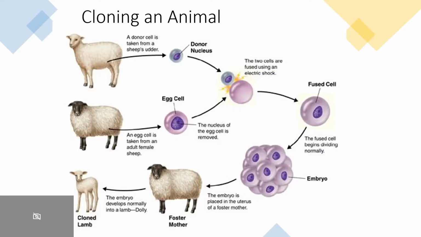So here's a diagram looking at cloning of an animal. So if we have a donor cell taken, remember, that's a somatic cell, and then we have an egg cell, and the two cells are fused so that this egg cell becomes fertilized, and then that fused cell will divide to form an embryo. The embryo is placed in the uterus of a foster or a surrogate mother, and then the embryo develops normally and is born and is an exact copy or clone of that donor animal that we started with.